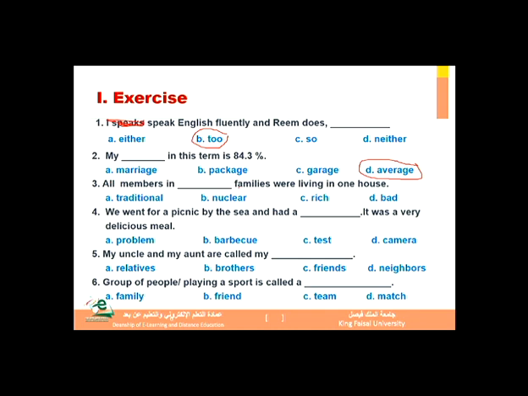All members in what? What's the correct answer here? This is a new word. All members in traditional families. The meaning of the sentence is: members of traditional families live in one house.